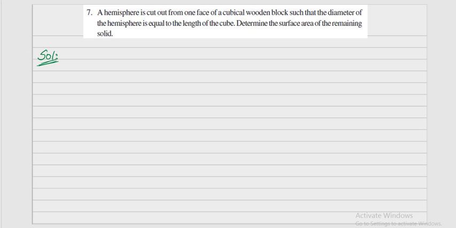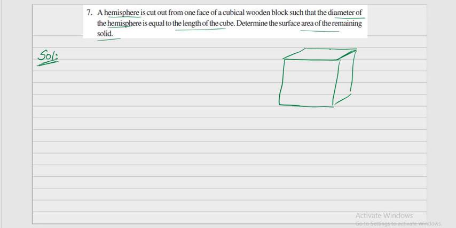Here this is not such a case. So here you can easily understand what the situation is. What he has given is one cube. In this cube, what is happening? A hemisphere is cut out from one face. So a hemisphere is being cut out from a cubical wooden block such that the diameter of the hemisphere is equal to the length of the cube. Now he is asking me to find out the surface area of the remaining solid.